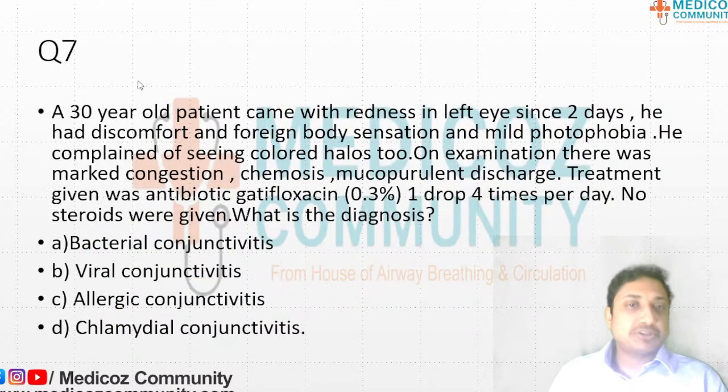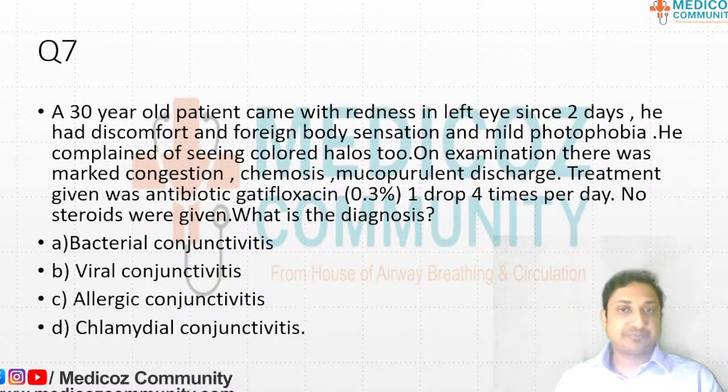So moving on to the next question. A 30-year-old patient came with redness in the left eye since 2 days. He has discomfort and foreign body sensation with mild photophobia. He complains of seeing colored halos too. On examination, there was marked congestion, chemosis, and mucopurulent discharge. Treatment given was gatifloxacin antibiotic, topical, 1 drop 4 times per day. No steroids were used. What is the diagnosis?